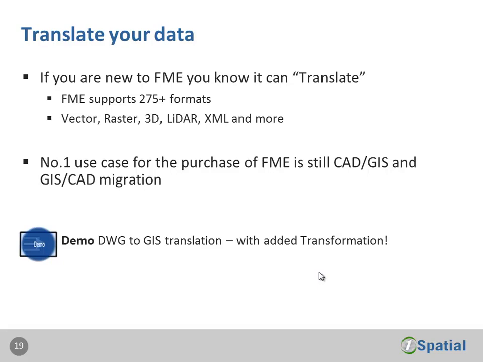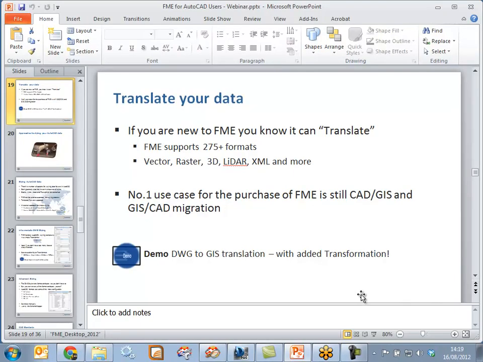So let's take a look at a little bit of transformation here. We're going to go from drawing data to GIS. The reason why it's such a problem is that often when you work with a GIS tool, you're much more interested in a regional overview of your area, of your data.